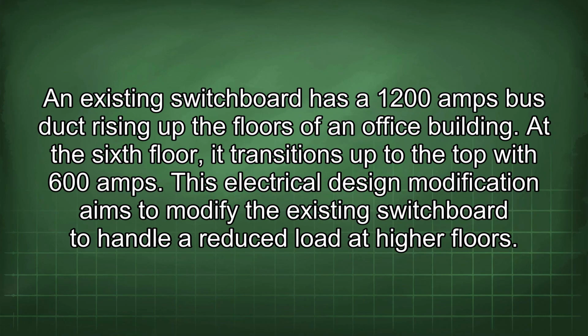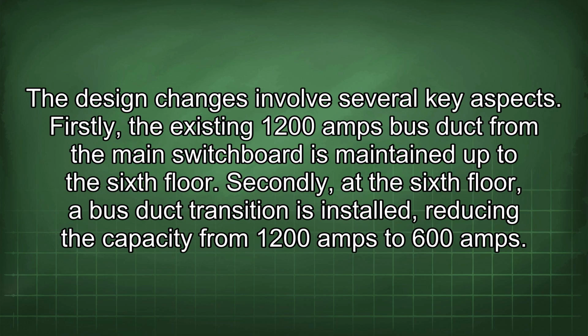An existing switchboard has a 1200 amps bus duct rising up the floors of an office building. At the 6th floor, it transitions up to the top with 600 amps. This electrical design modification aims to modify the existing switchboard to handle a reduced load at high floors. The design changes involve several key aspects.